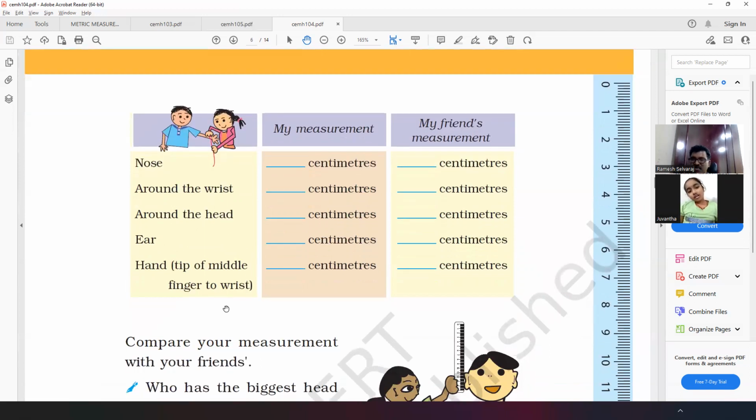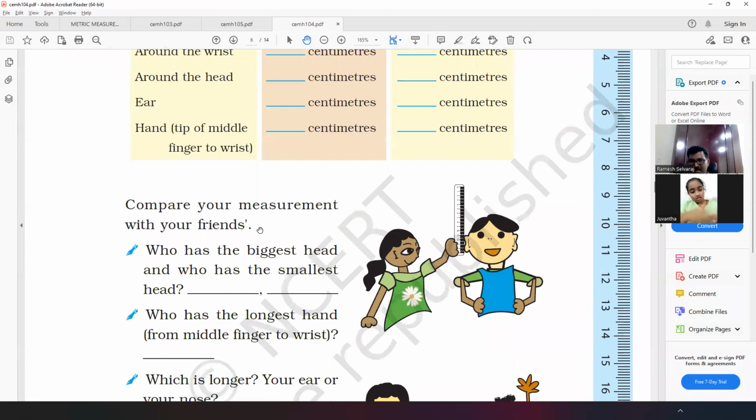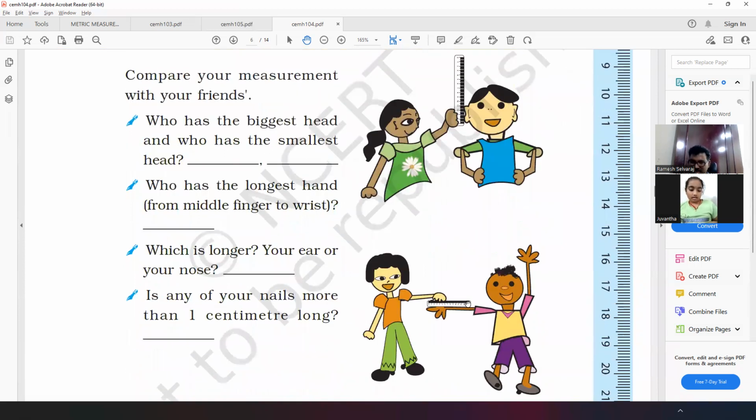This is just to give you the concept of length, which means from one distance to another distance. You will be measuring it. You see here, here they are measuring ear length. This is they are measuring hand length.